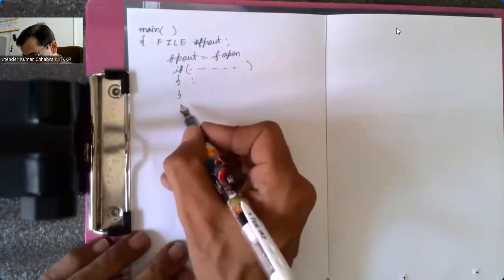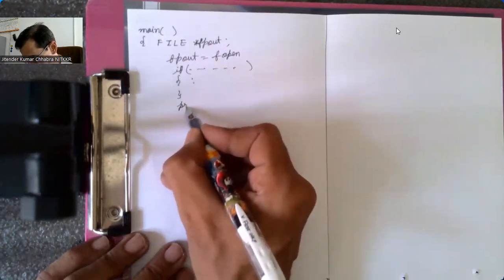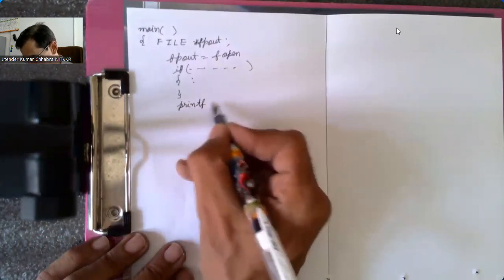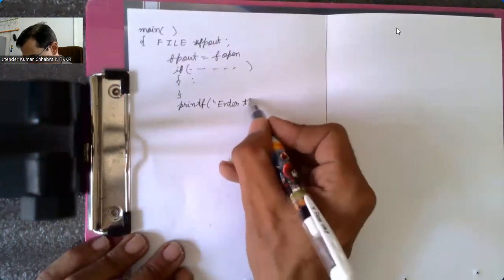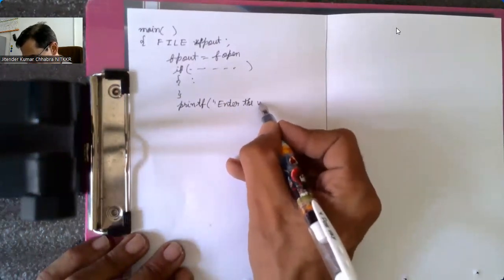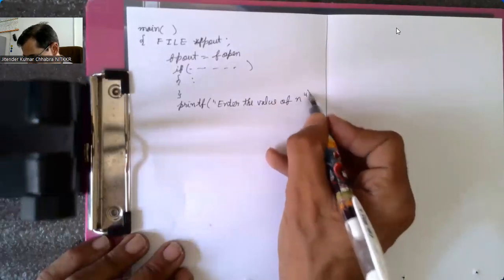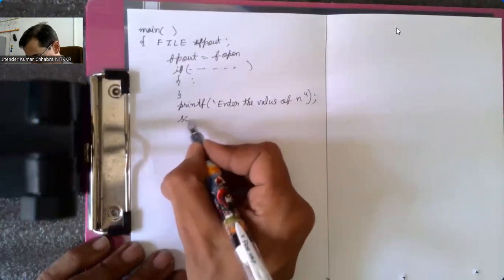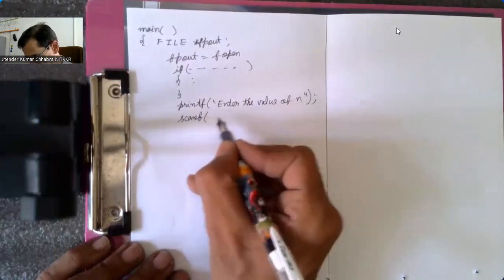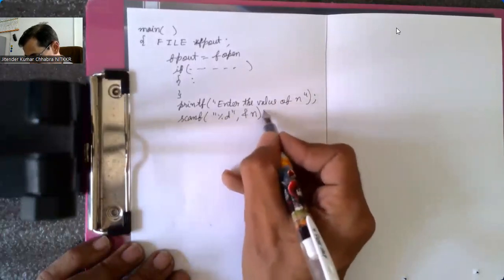Once done, first, as I said, I ask the user to enter the value of n. If you want to give a message, maybe you could use printf and ask the user to enter the value of n. Printf is okay because this is not a message I want to write in the file. Whatever I want to write in the file needs fprintf. You will do scanf. Now, n is ready.